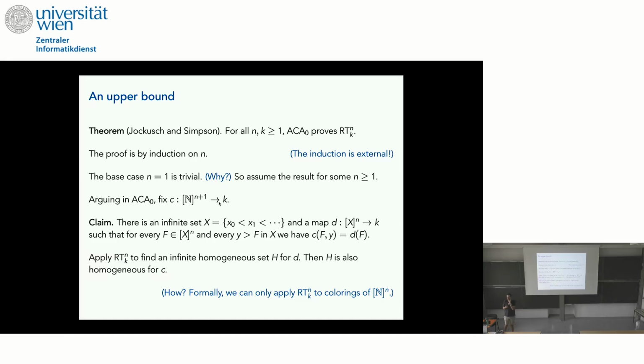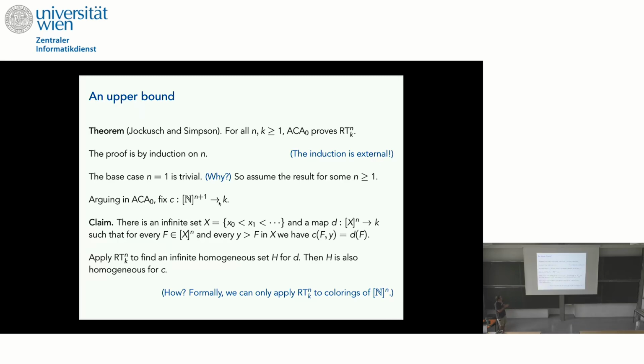And how do we do this? We prove this by induction on n. And it's important to note that this induction, what is it saying? It's saying for every n and every coloring, blah, blah, blah. That's a Pi^1_1 statement. So ACA naught, as strong as it is, cannot do an induction like that. But we're not proving it; the induction is not being carried out in ACA naught. The induction is external. We're doing that in the real world. We're just proving for each individual n that ACA naught proves RT^n_k. Does that make sense? So this is an important distinction.